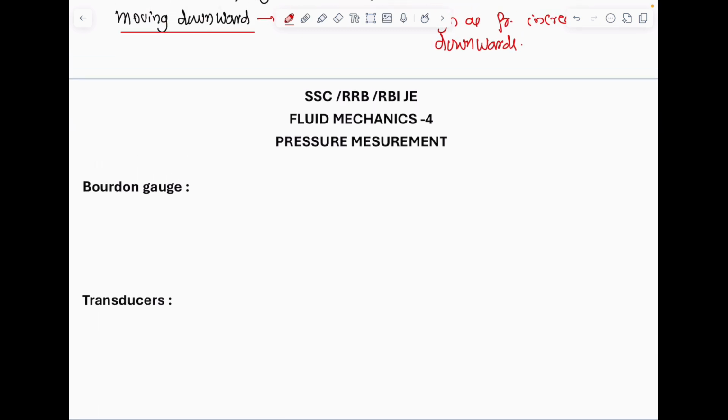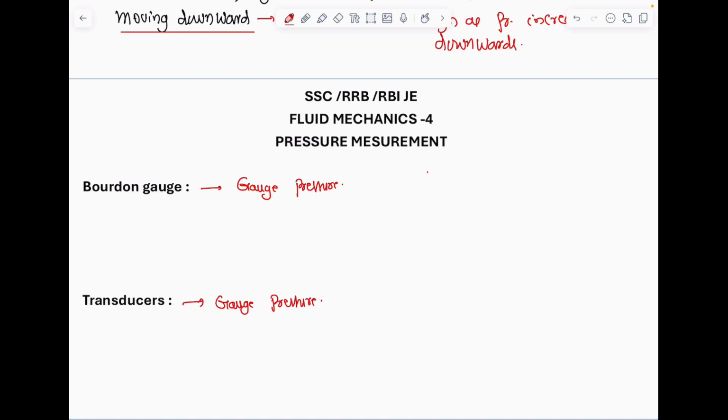Now, instead of manometers, we can use other mechanical devices also for measuring the pressure. These instruments directly measure the pressure. That is the Bourdon gauge. It measures the gauge pressure. Transducers also measure gauge pressure, or depending upon how the output from the instrumentation is given, it can be atmospheric pressure also.